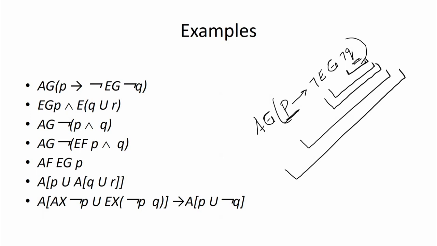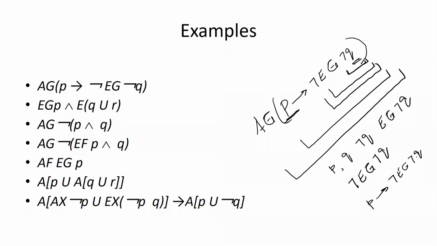So, in this particular case, the way we have seen, I can say that P and Q are the sub formulas of this given formula. Again, since Q is a formula, not of Q is also a sub formula of this given formula. Similarly, E G not of Q is also a sub formula of the given formula. Similarly, not of E G not of Q is also a sub formula. And finally, P implies not of E G not of Q is also a sub formula. Okay. So, finally, this sub formula is connected with A G in all paths globally. So, the given formula is also a CTL formula.